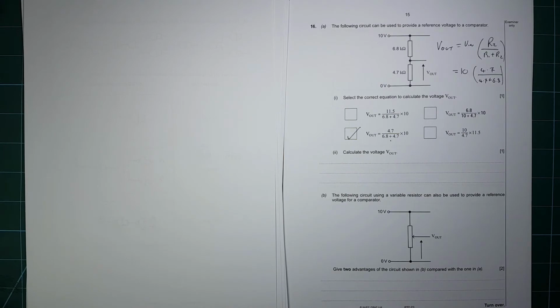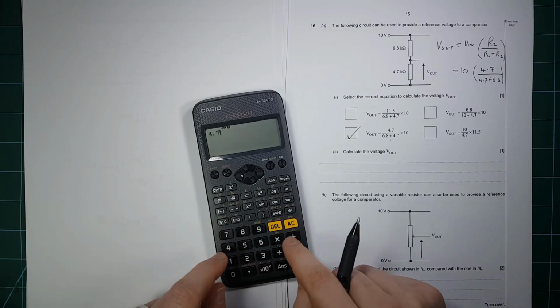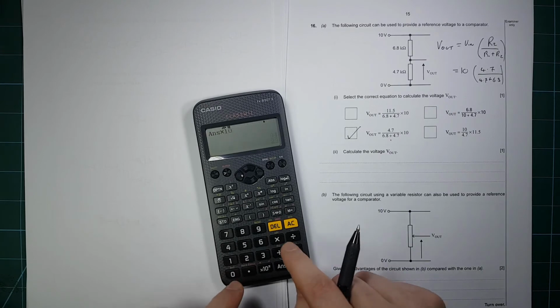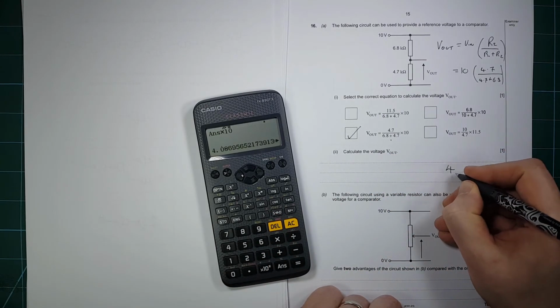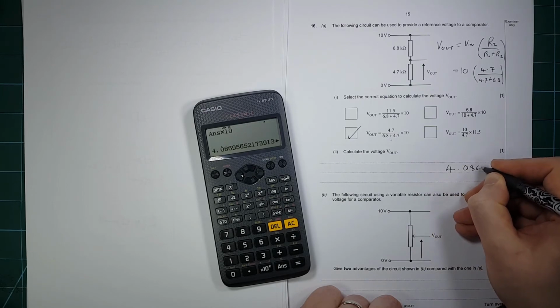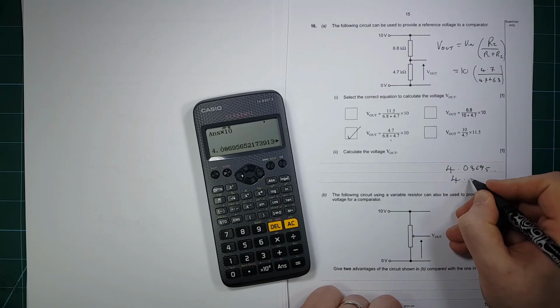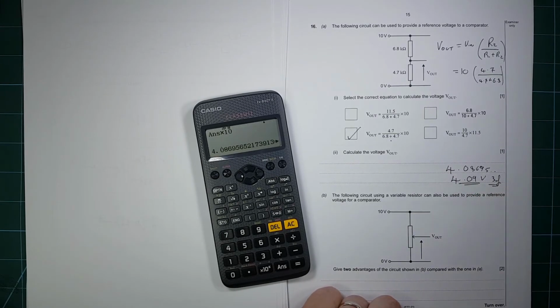Calculate it. So we need to do 4.7 divided by 11.5 times by the 10 is equal to 4.08695... So that's 4.09 volts to 3 SF. You could put it to 2 SF if you like.